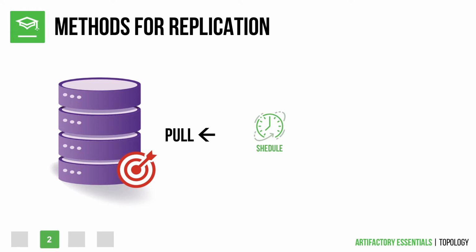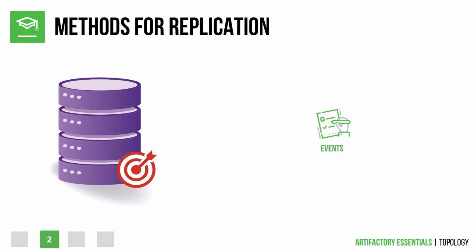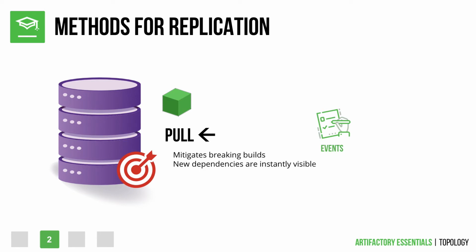But even more interesting is the event-based pull replication. An event-based pull immediately transfers the metadata for the artifact for every change so that it's visible right away, even before the binary data has completely transferred. The binary itself will be transferred on demand upon the first client request. This transfer of metadata mitigates the risk of breaking builds on the target site when new dependencies are introduced. The new dependencies are immediately visible but not actually transferred until needed.